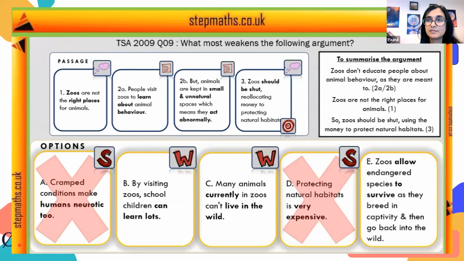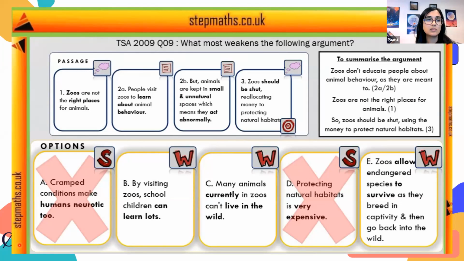So let's look at E. E says that zoos allow endangered species to survive because you can breed endangered species in them and then release them back into the wild. So would this weaken the argument? Well, again, it does seem like it would, because this gives us a reason not to shut zoos. Because if E is true, that might actually lead to endangered species dying out instead. So we have three things that seem to weaken the argument. Now we have to look at them in more detail. Which of these do you think most weakens the argument?